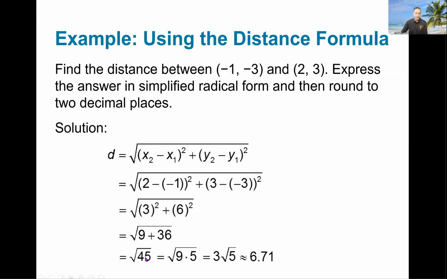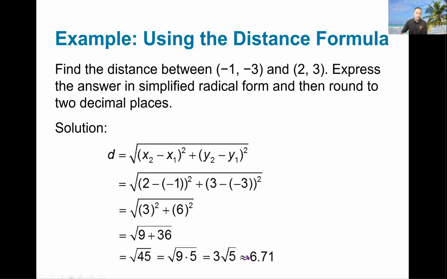Now I need to simplify that. I wouldn't want that as your final answer. So you say, well, 45 has a perfect square factor of 9. So I know I could call that the square root of 9 times 5. I know the square root of 9 will simplify as a 3. So my best root answer would be 3 on the root of 5.